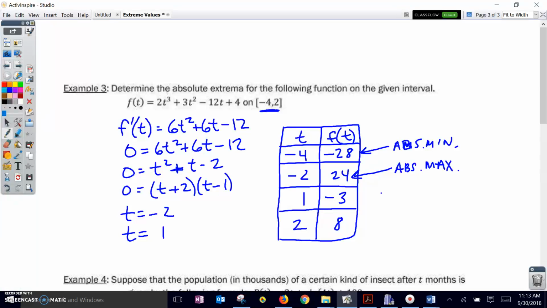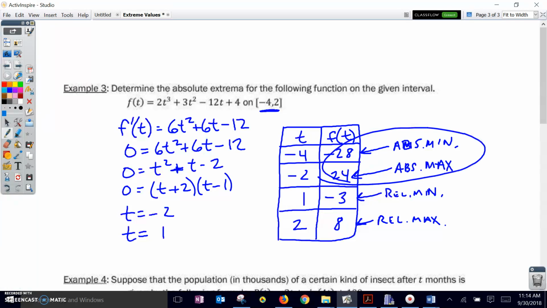And these other values, negative 3 is a relative minimum. It is smaller than all the values close to it. And 8 is a relative maximum. It's bigger than all the values close to it. But in this problem, we were only concerned with the absolute extrema. So that's why I only identified these two to begin with.